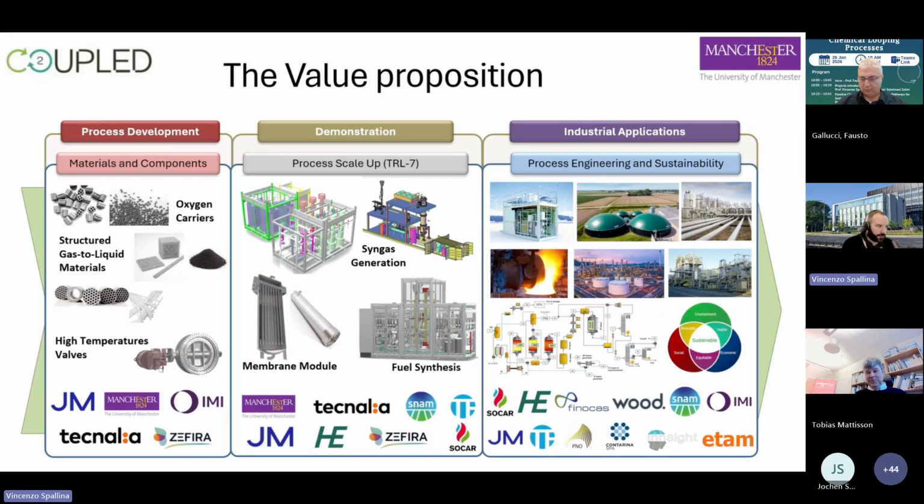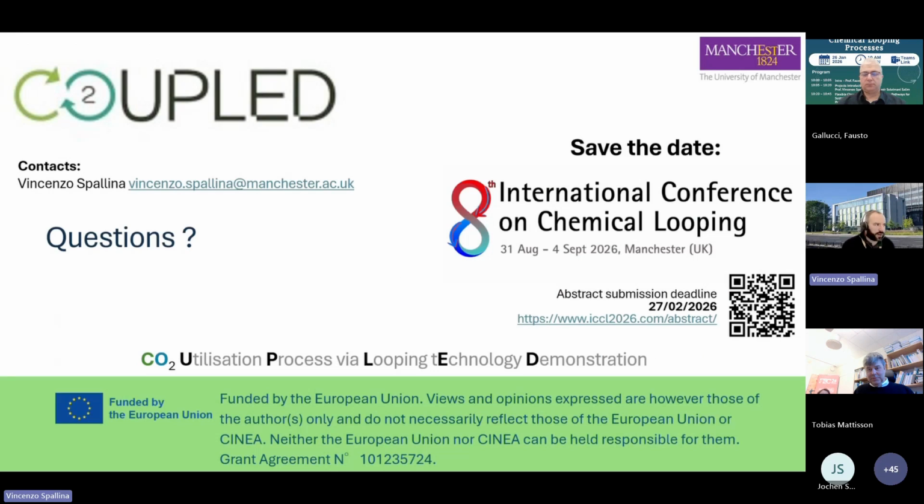If you want to look at the full process of the full value proposition, we have material and component development with different partners involved in their preparation, optimization, and delivery. We have process scale up, so we are aiming to go to TRL7 to demonstrate the different part of the process. And obviously, we have the industrial development, which is where we are trying to understand how costly and how feasible will be this technology. That's all from the project.